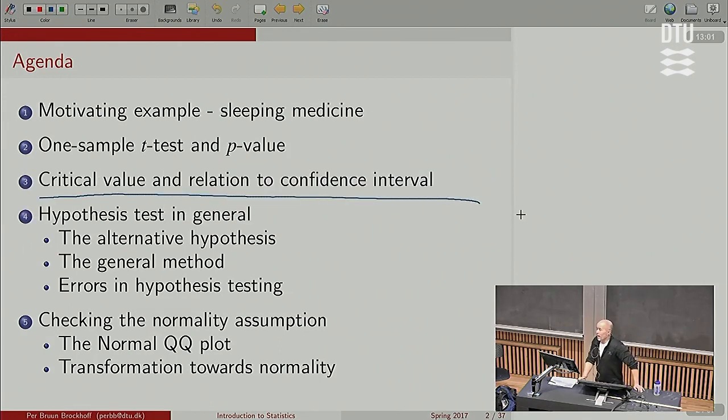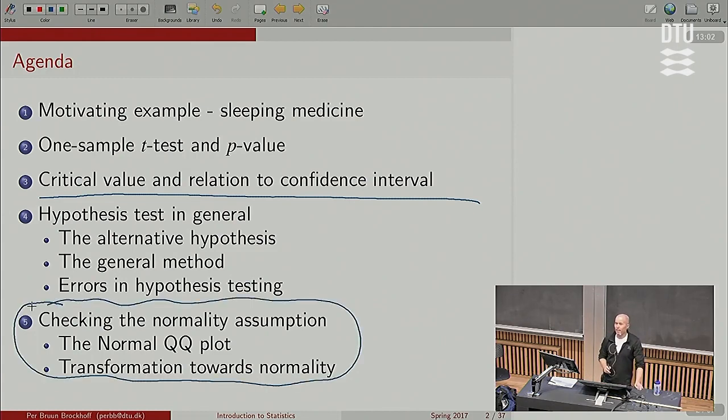We will recap the confidence interval as we go along, because these two things, hypothesis test, confidence intervals, they sort of go hand in hand. And then we are going to have an additional thing at the end, talking about checking for normality and potentially transforming data if we think it is needed.